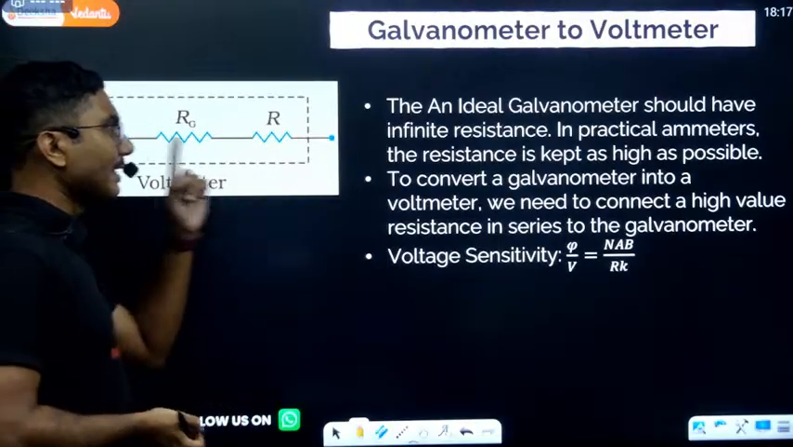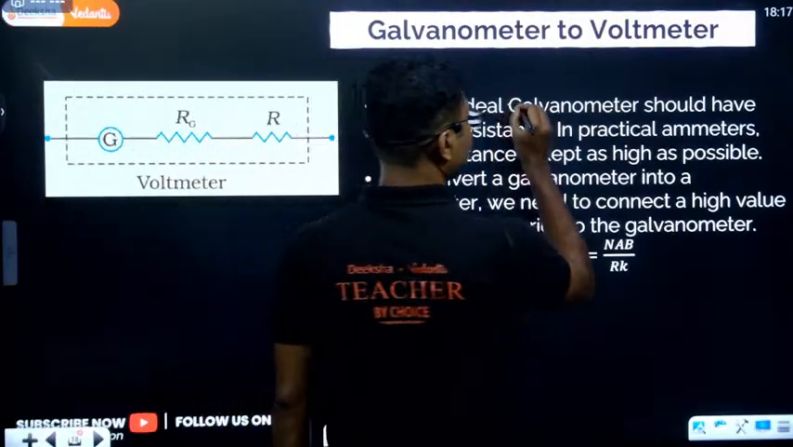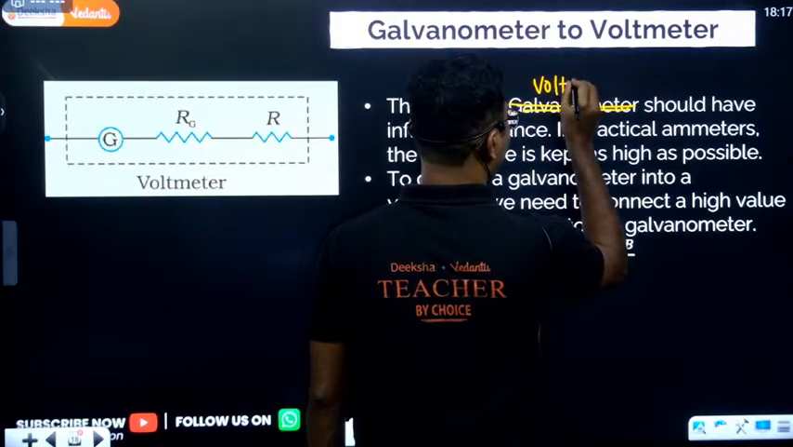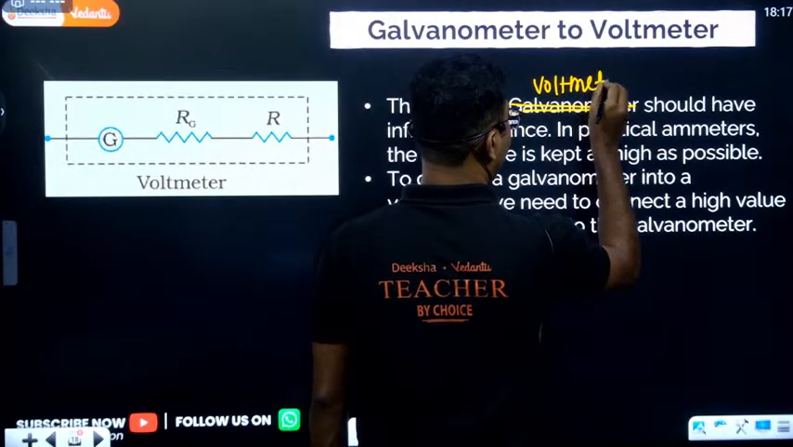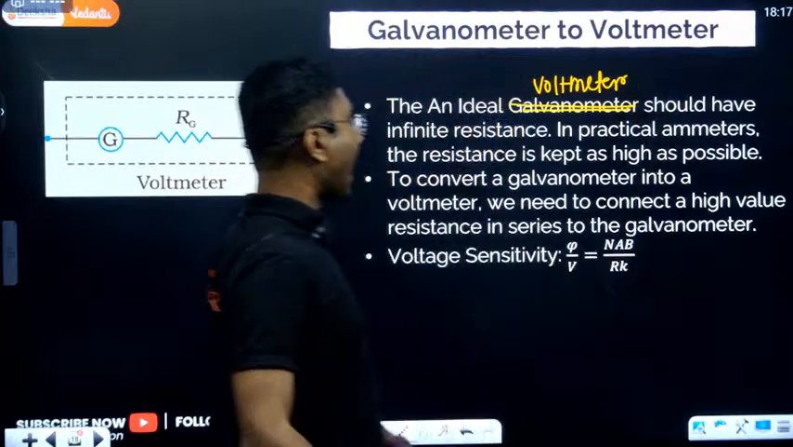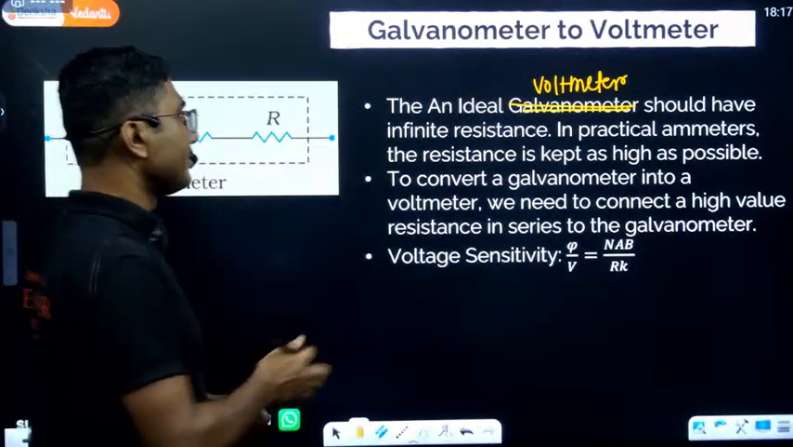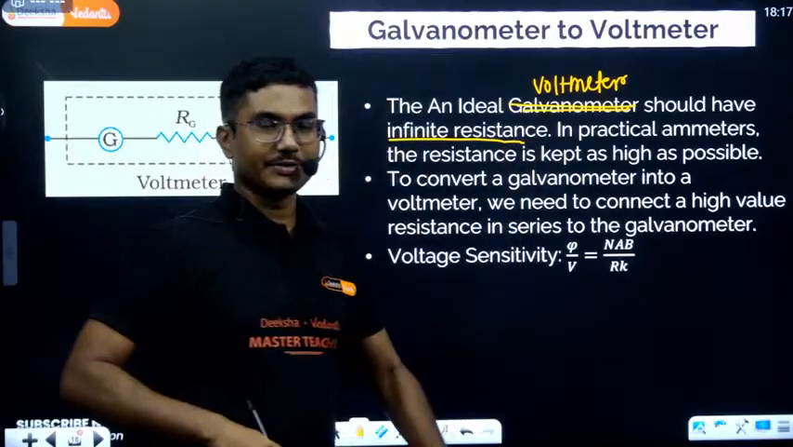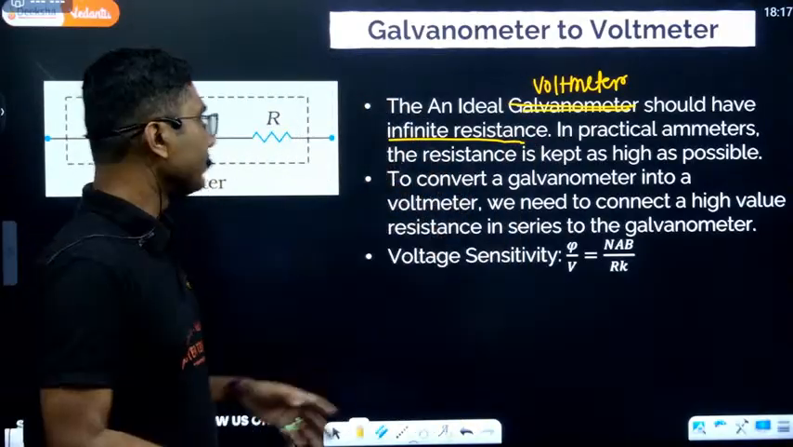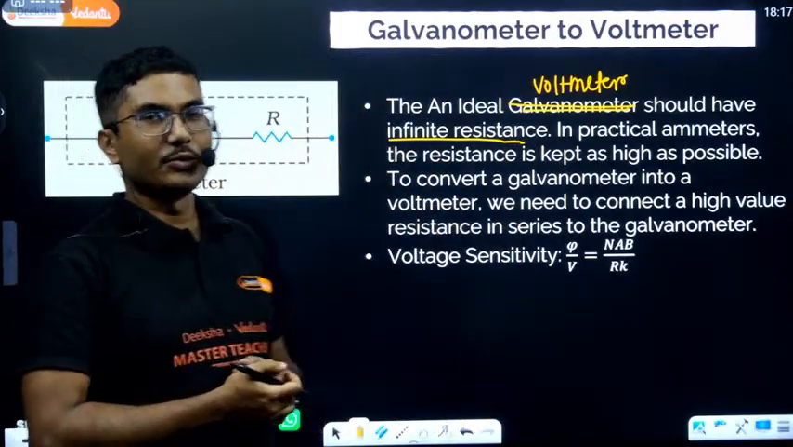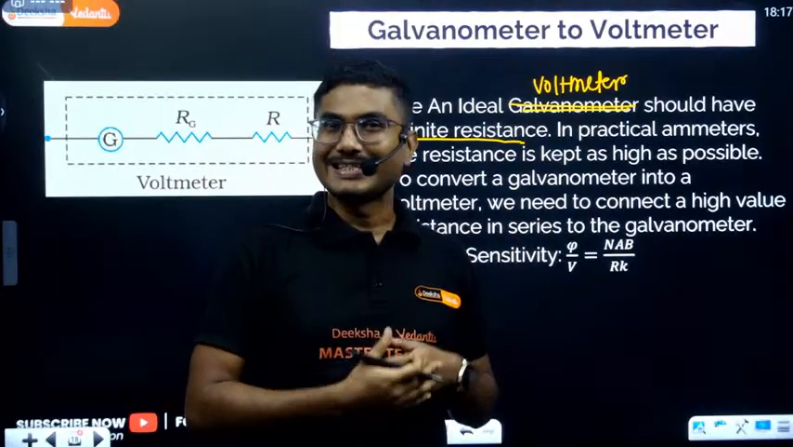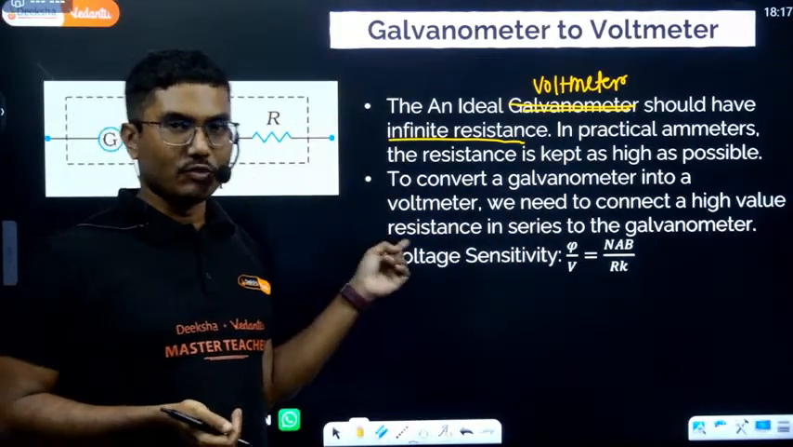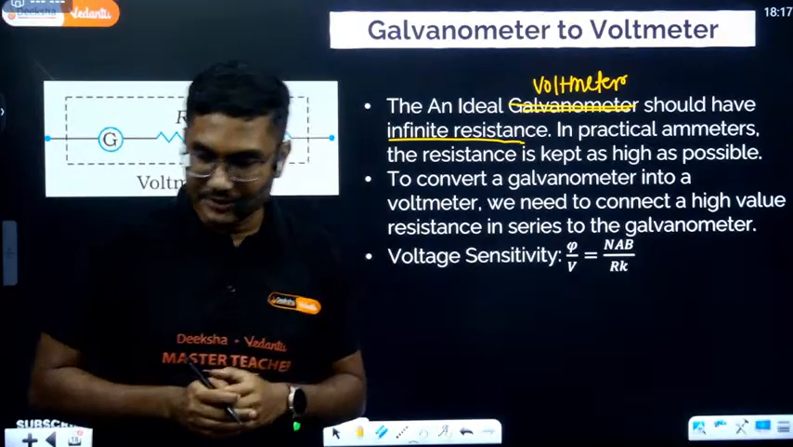So an ideal voltmeter, this is slightly wrong, an ideal voltmeter should have infinite resistance. If the resistance is infinite, then whatever parallel connection you do, the resistance will not change at all. Ideal ammeter should have zero resistance. Ideal voltmeter should have infinite resistance.